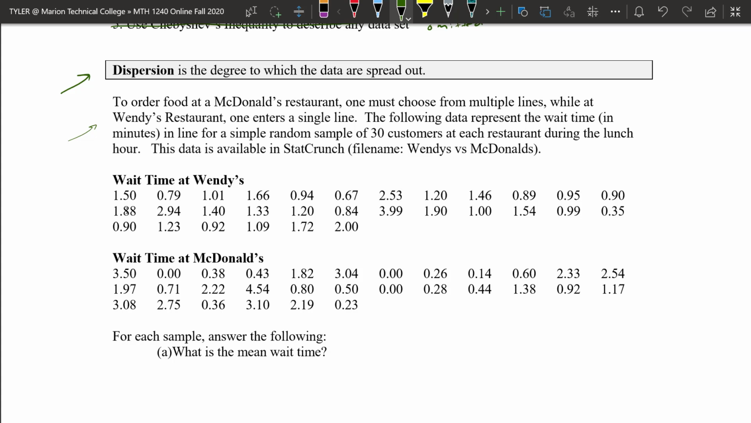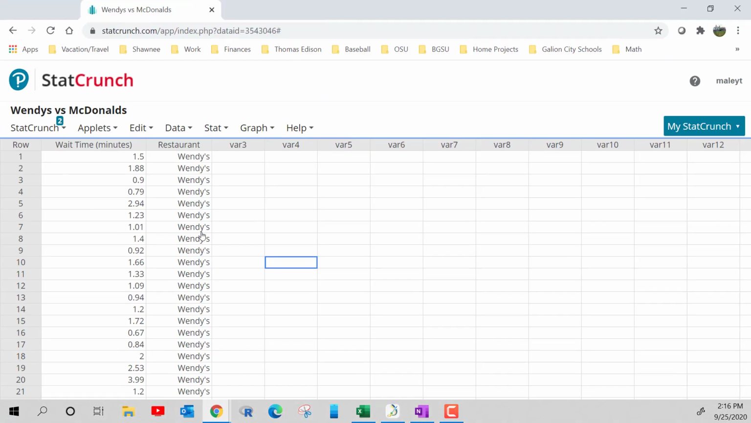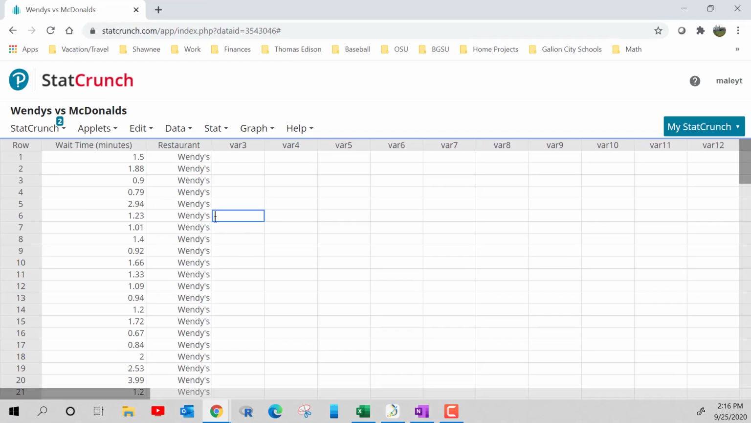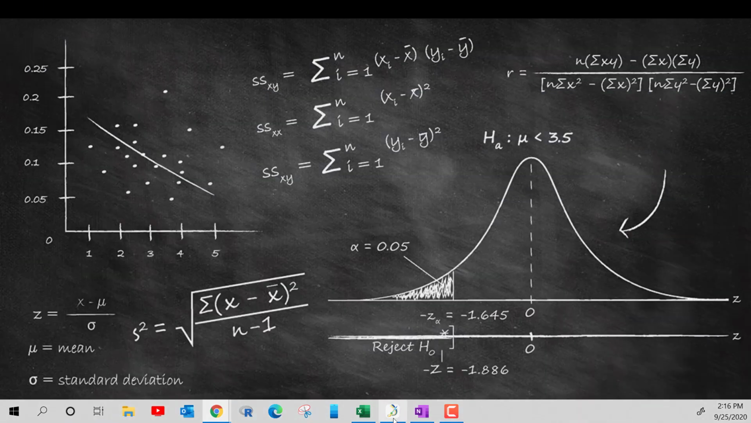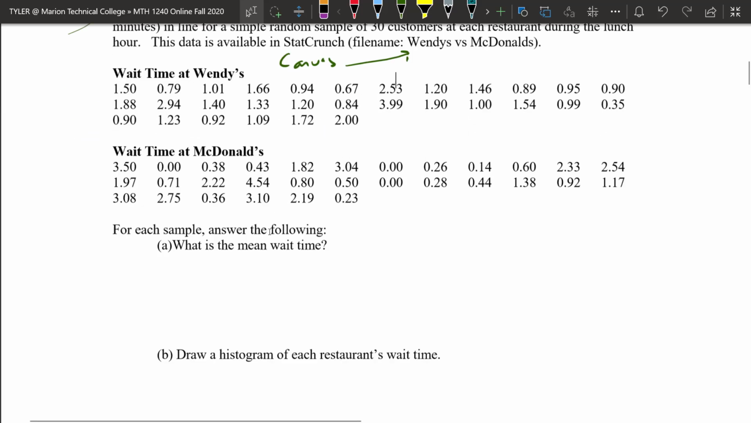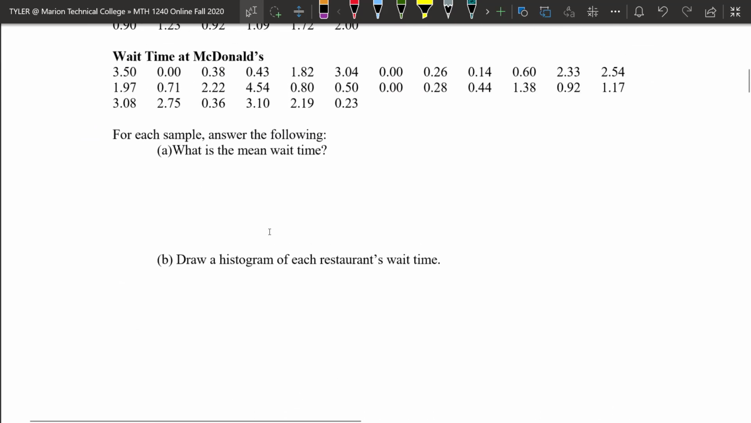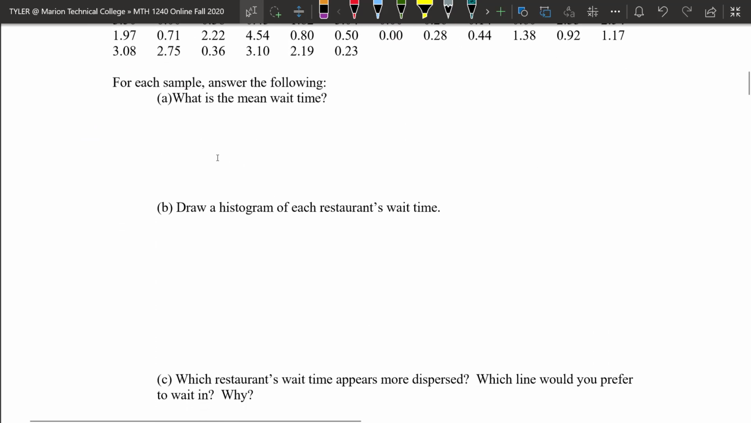I also have this available in Canvas. If you go to the modules and datasets module, you'll be able to find this file there. I've already pasted the contents of that file into StatCrunch, so we'll be able to use that in this section. You can see we have some questions, like what's the mean, and also histograms and so forth.